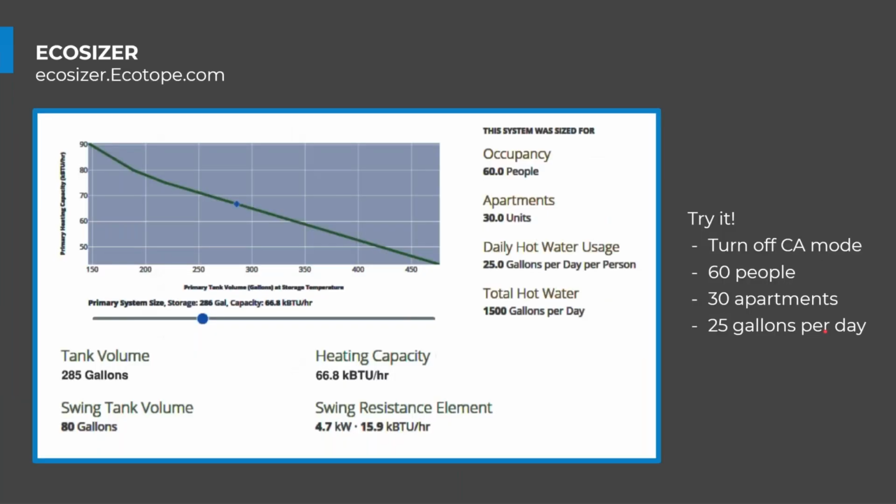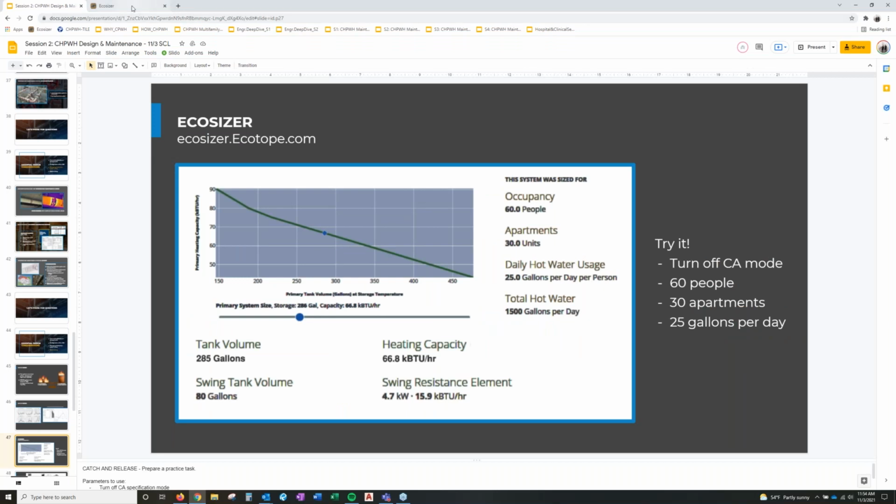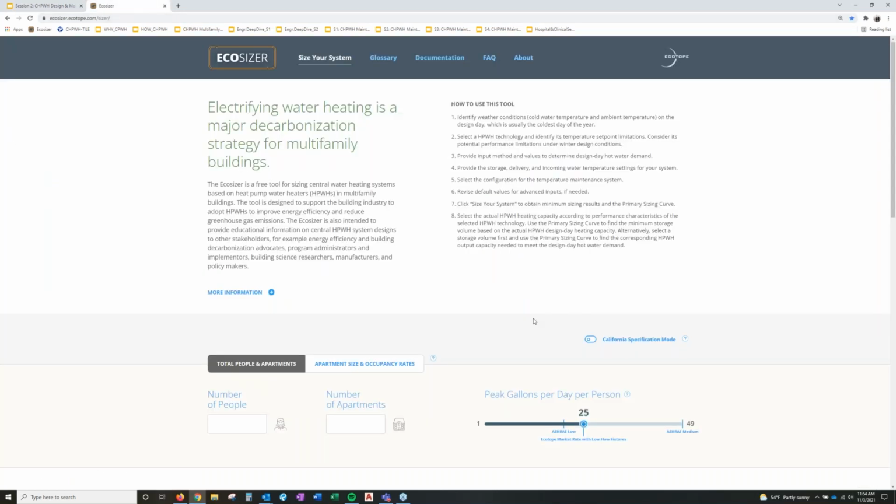So the Ecosizer, it's a free online tool. I have about 6 minutes and I was planning to run through it, so I'll try to do it here quickly. But there's an 8-step list of how to use this tool on the top. There's also some more information in the glossary and documentation that tells you how this tool was built and actually has the open software in there too.